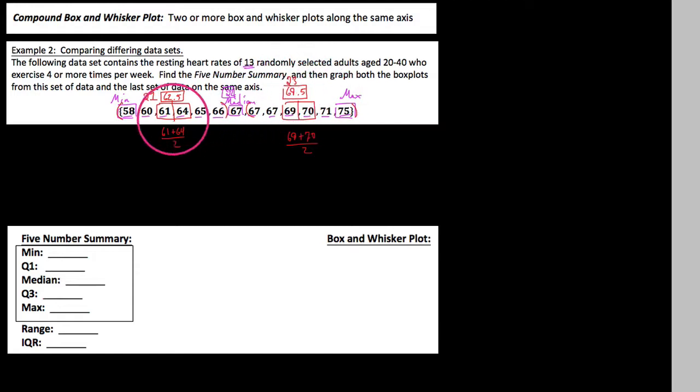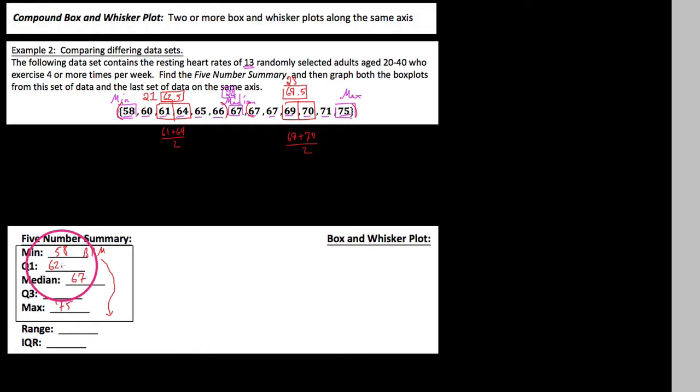So our 5-number summary here looks like our minimum is 58. Now I'm going to write BPM, and we're going to take that idea all the way down the row here. But BPM, our max is 75. In terms of median, we were able to find 67 BPM. Q1, or quartile 1, was 62 and a half.